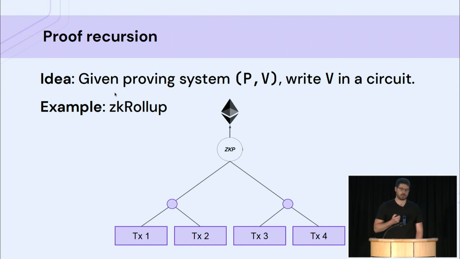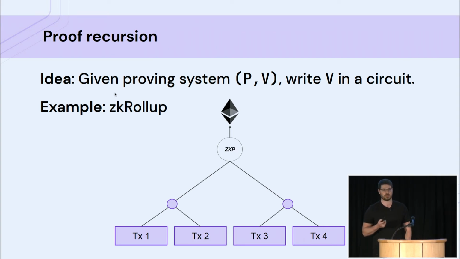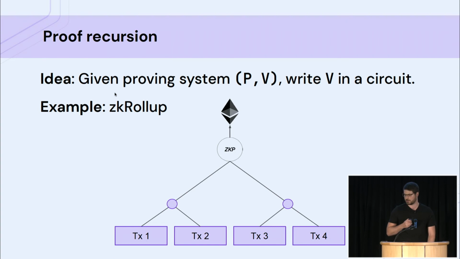There are many applications of proof recursion, but the most relevant one for us is ZK rollups. In a ZK rollup, you have a bunch of transactions whose valid execution you want to prove. You could just generate one big proof that all the transactions are valid, but you would end up with a very large circuit that takes a lot of time to prove. So you can split the block into batches of transactions, prove all these batches in parallel, and then use recursion in a tree-like structure to end up with only one recursive proof that all the transactions in the block are valid. Then you can push these proofs to L1.